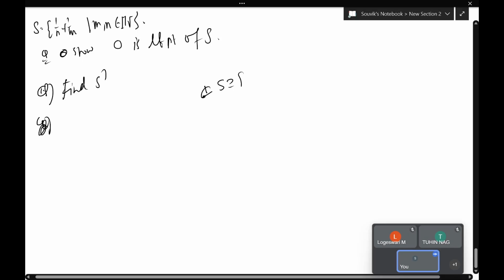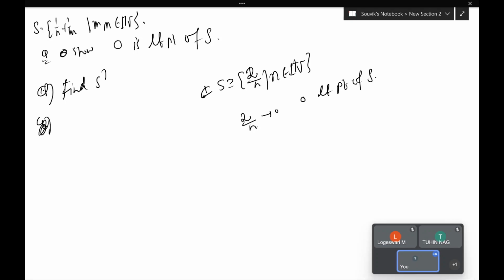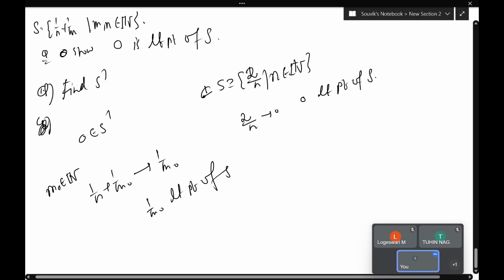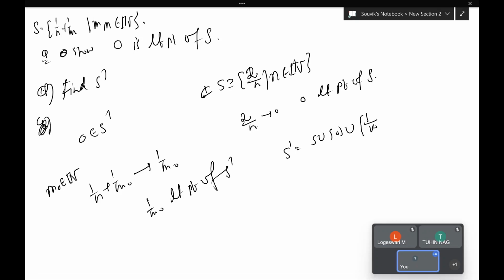This set contains the set of terms like 2/n, n belonging to the natural numbers. Now observe that since the sequence 2/n converges to 0, 0 is a limit point of S. So 0 belongs to S dash. Now, what are the other points in S dash? Fix an m naught belonging to the natural numbers. Now observe that the sequence 1/n plus 1/m naught goes to 1/m naught. So 1/m naught is a limit point of S. So S dash equals the union of 0 and the set of 1/k, k a natural number. This is the S closure actually.